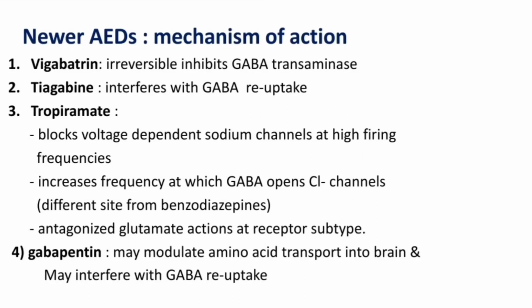First is vigabatrin. It irreversibly inhibits gamma-aminobutyric acid transaminase. Second is tiagabine. It interferes with gamma-aminobutyric acid reuptake. Third is topiramate. It blocks voltage-dependent sodium channels at high firing frequencies, then increases the frequency at which gamma-aminobutyric acid opens chloride channels, then antagonizes glutamate actions at the receptor subtype. Fourth is gabapentin. It modulates amino acid transport into the brain and may interfere with gamma-aminobutyric acid reuptake.